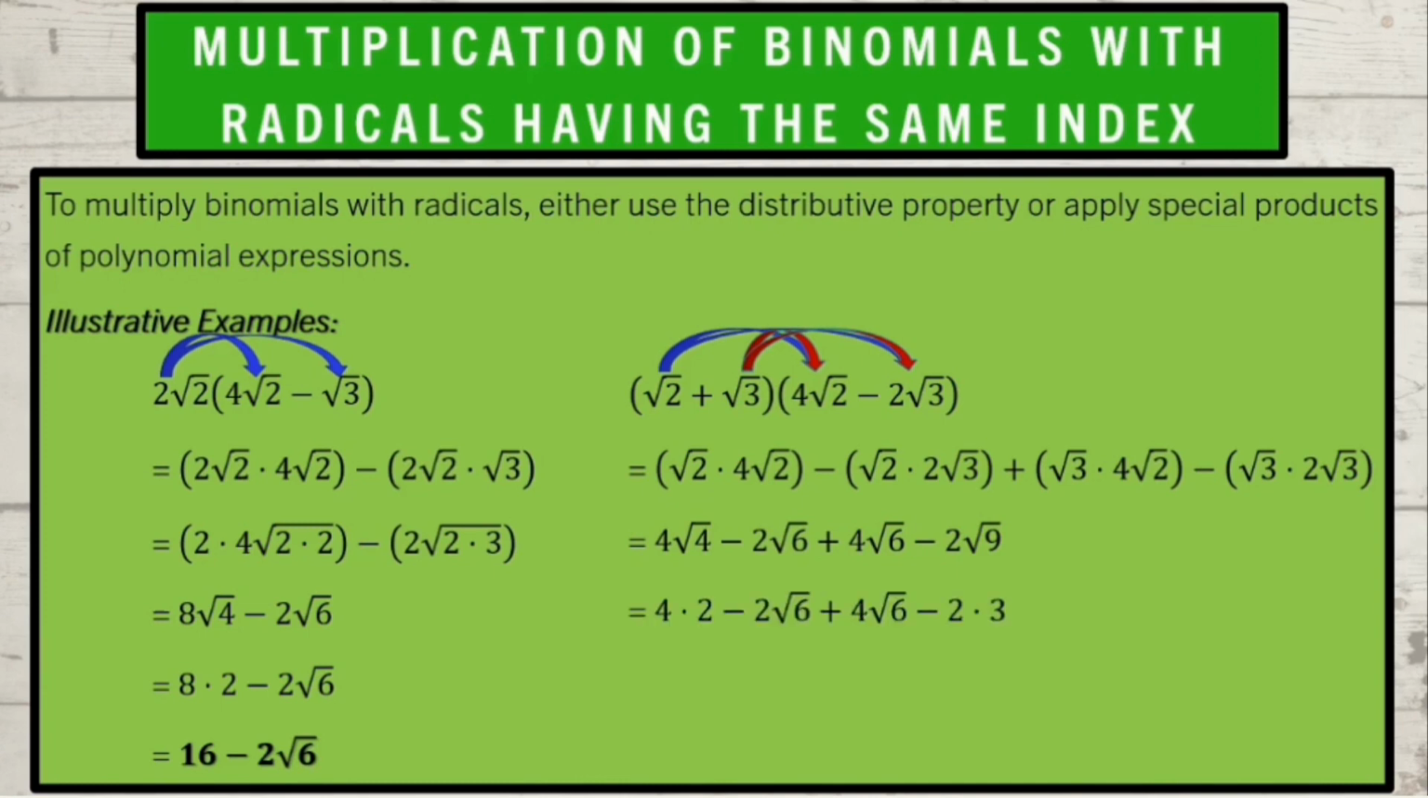Then simplify, we will have 4 multiplied by 2 minus 2 square root of 6 plus 4 square root of 6 minus 2 multiplied by 3, which is also equal to 8 plus 2 square root of 6 minus 6. And the final answer is 2 plus 2 square root of 6.